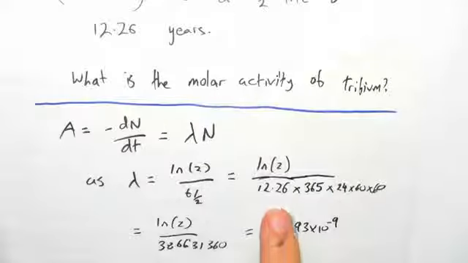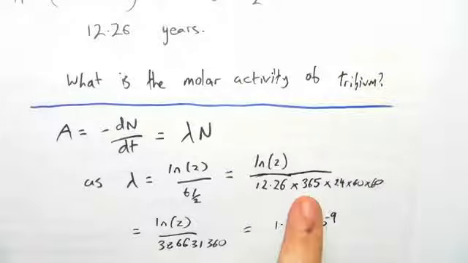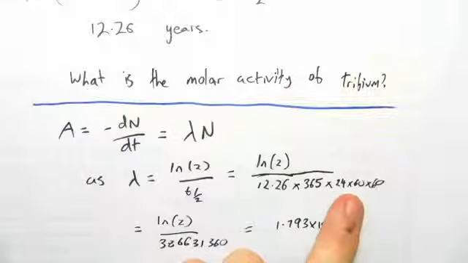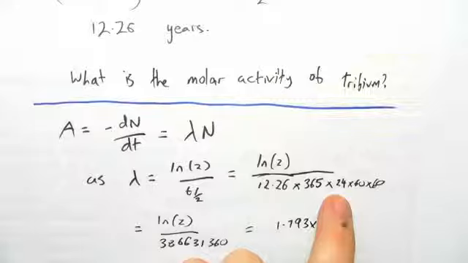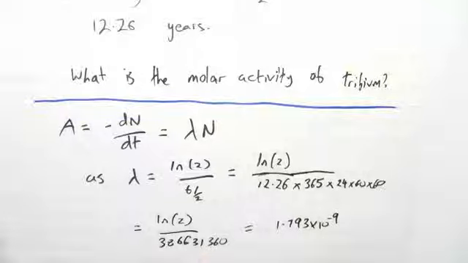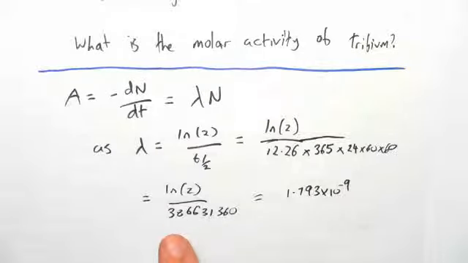So it's the natural logarithm of 2 on 12.26 times 365 days in a year, approximately, times 24 hours in a day times 60 minutes in an hour times 60 seconds in a minute. So that's the natural logarithm of 2 on 386,631,360, and that's 1.793 times 10 to the minus 9. That's your decay constant.